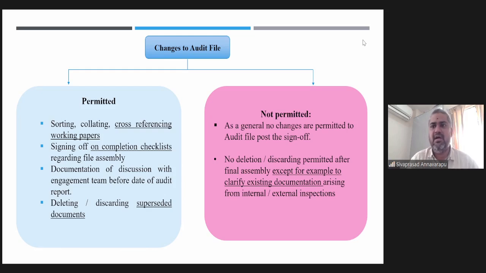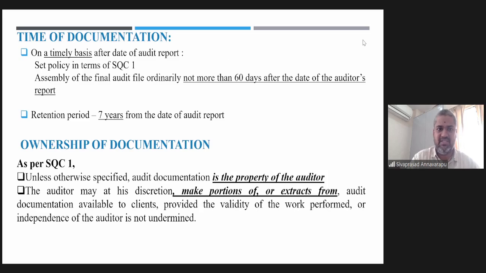It will have, if not conclusive, at least a persuasive value that some audit file has been tampered with. So therefore, as a general rule, no changes are permitted to the audit file post the sign off. So therefore, no deletions, no discardings, no changes, except to clarify the existing documentation. If you are adding something, that is okay. But that addition should also be to what is existing. We cannot make it appear that an audit procedure which was not originally done has been done during the audit period. It amounts to manipulation. So therefore, the audit file should not be changed once it is done.